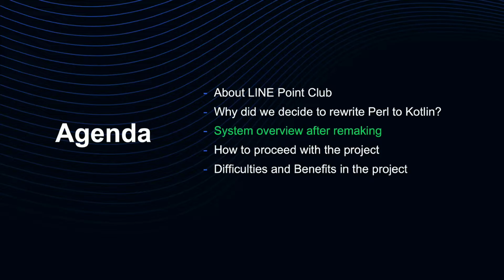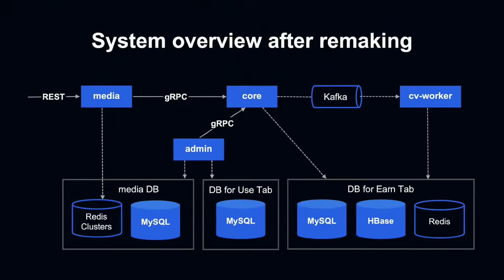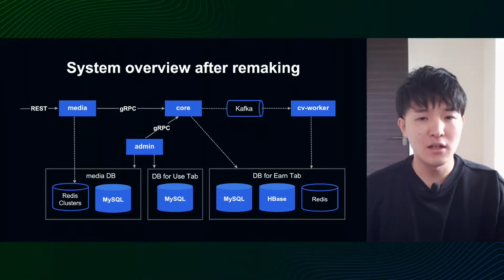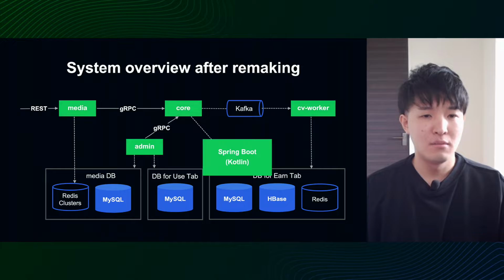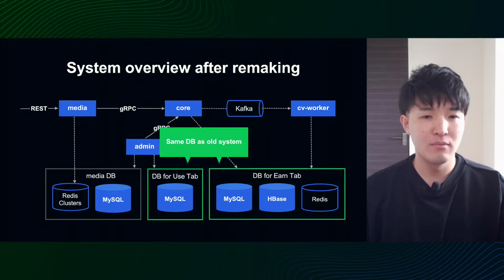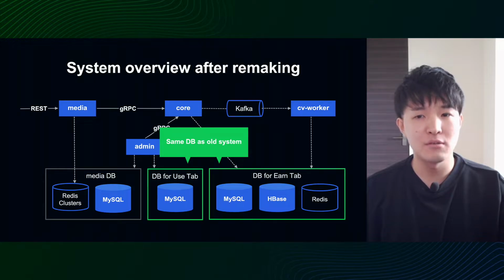This is the system after the rewrite to Kotlin. In a nutshell, it looks like this. I will talk about it in order. First of all, applications are implemented with Spring Boot Kotlin. The database in the bottom right corner is the same tab used in the past for Earn and Use tabs.